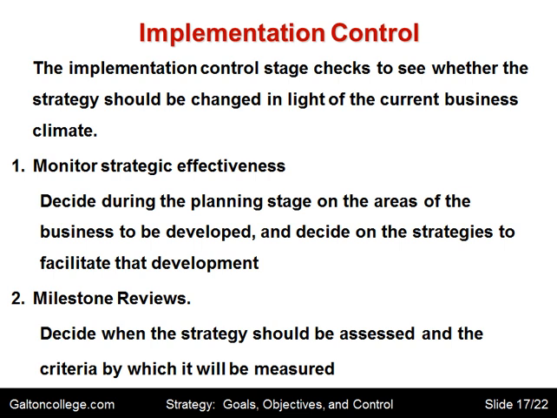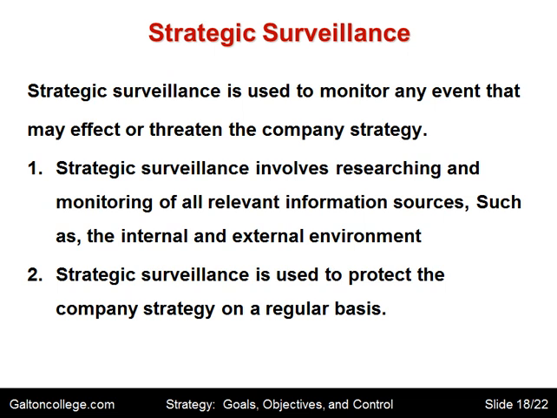The last part of the 3-step model was strategic surveillance. Now, strategic surveillance is used to monitor any event that may threaten or affect the company's strategy. It's looking at events that may knock the business off direction. Strategic surveillance involves researching and monitoring all of the relevant information sources, such as the internal and external environments of the business.